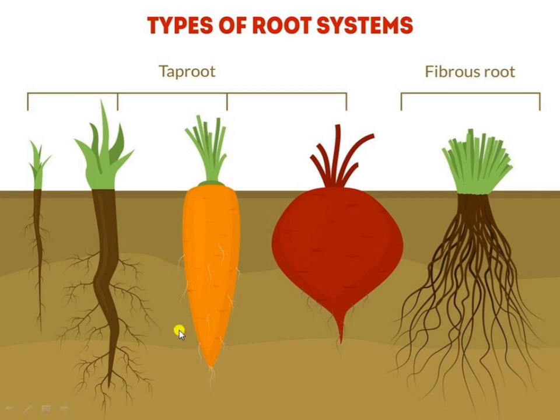This is the taproot system, and this one is the fibrous root system. Here a number of roots grow out from the base of the stem in a cluster. So these roots are the fibrous roots, or we can say these are the adventitious roots. Examples of fibrous roots are marigold, cereals, and some grasses.